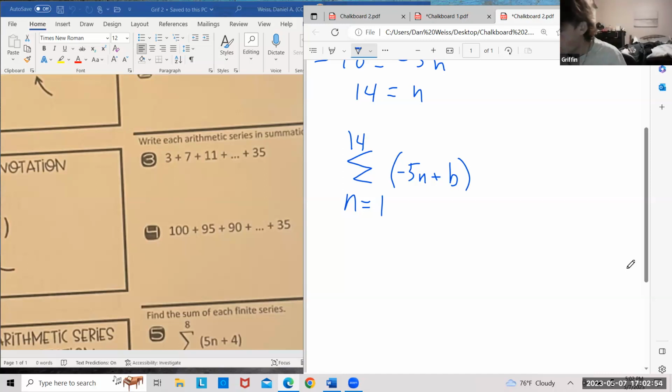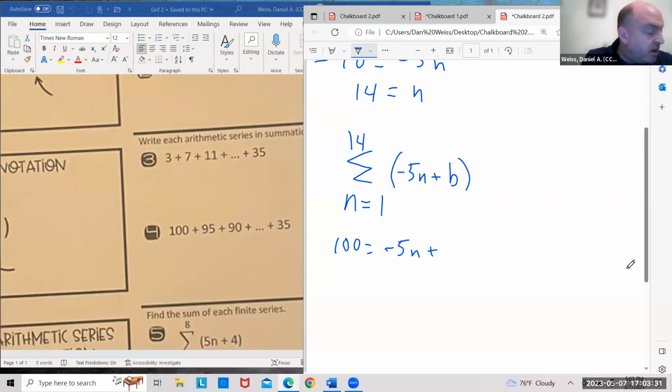I need to have it equal to the first term, right? Which is 100. So that means it has to be 105.